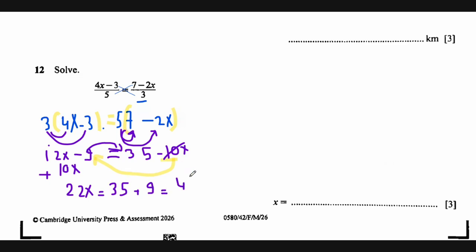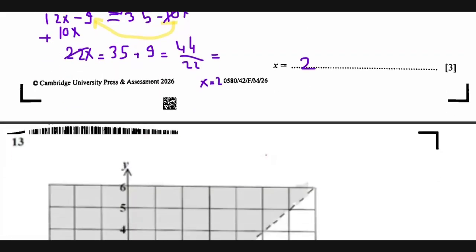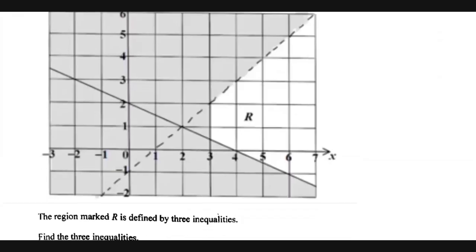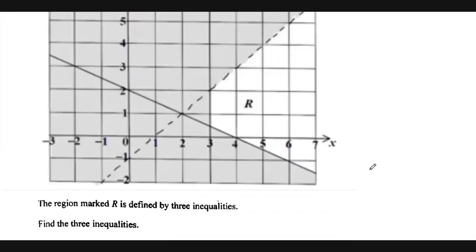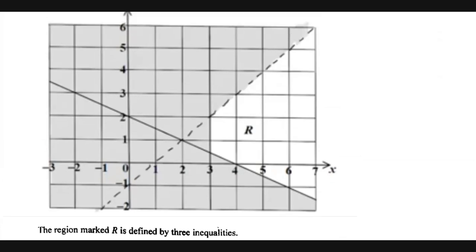And now we can divide by 22, just to kick this. So the x here will be equal to 2. 44 divided by 22 is equal to 2. Easy question. And here is the region question, question number 13.